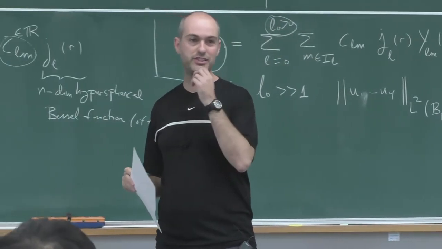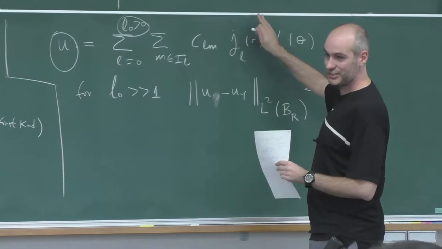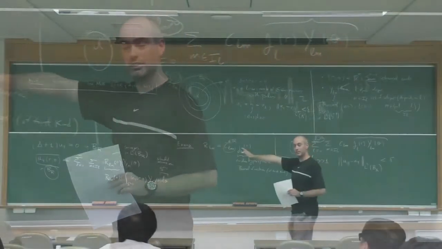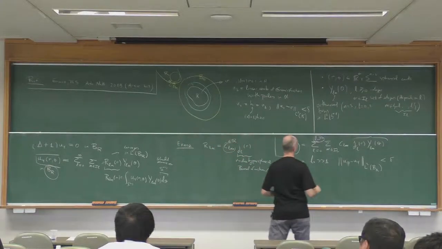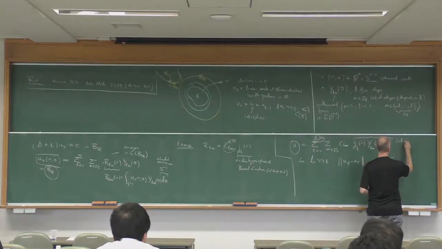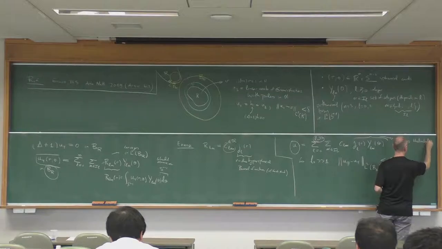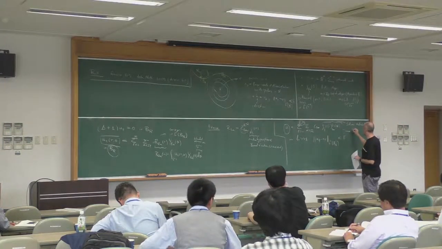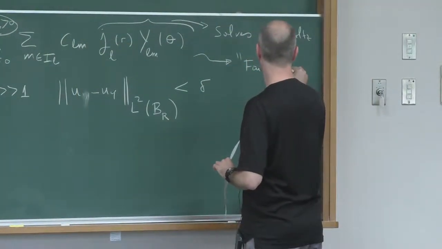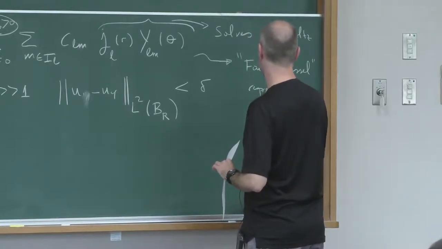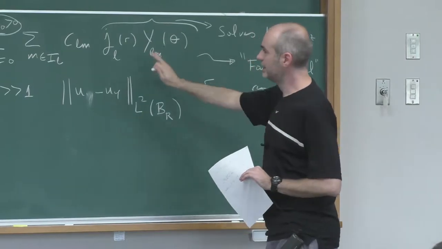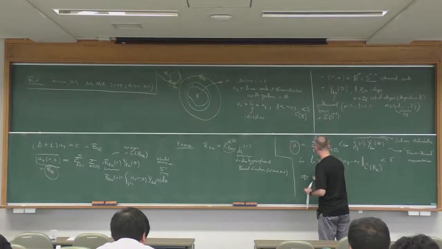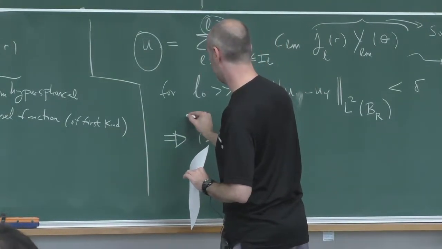First, this U satisfies the Helmholtz equation. Each one of these elements satisfies the Helmholtz equation. These are obtained because you separate the Helmholtz equation in the radial and angular coordinates. So each one of these solves the Helmholtz. Sometimes you can see this kind of representation called a Fourier Bessel series. Okay. So then U solves the Helmholtz: Laplacian of U plus U is equal to 0. This is the first property.